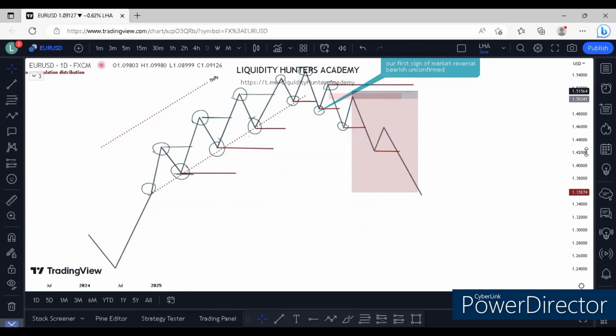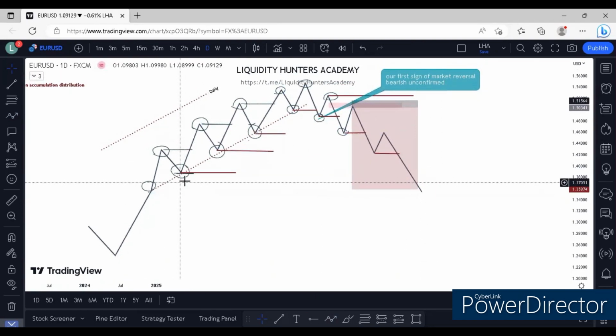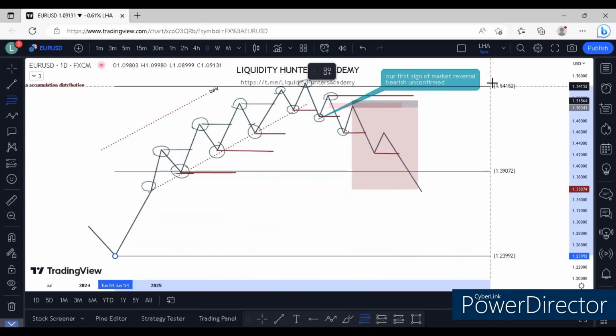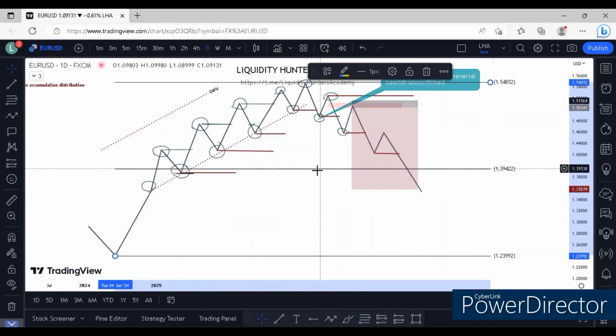Therefore, we need to understand that at any time, once price returns into a discount zone, okay, so a discount zone is, we have this range, and here we have the 50%. The upper level is the premium, and the lower level is the discount.